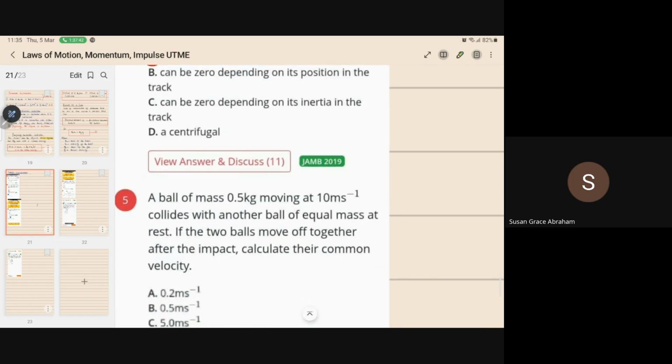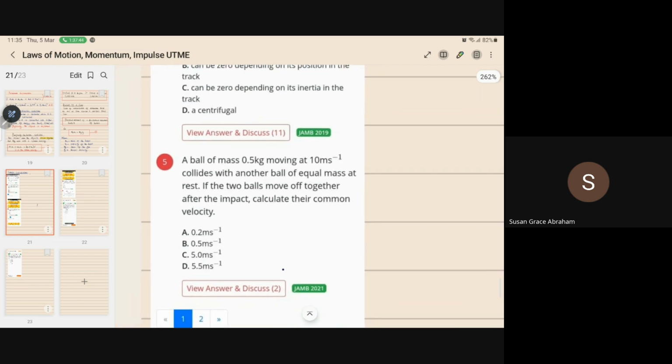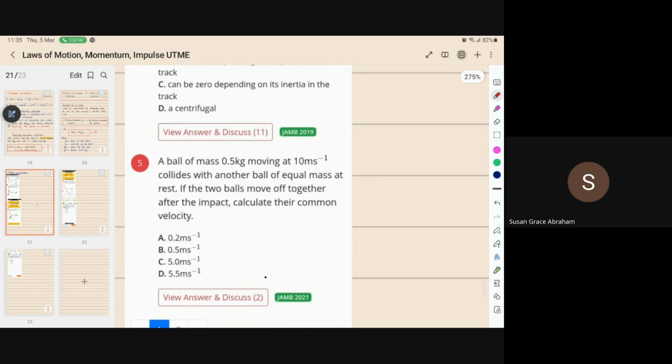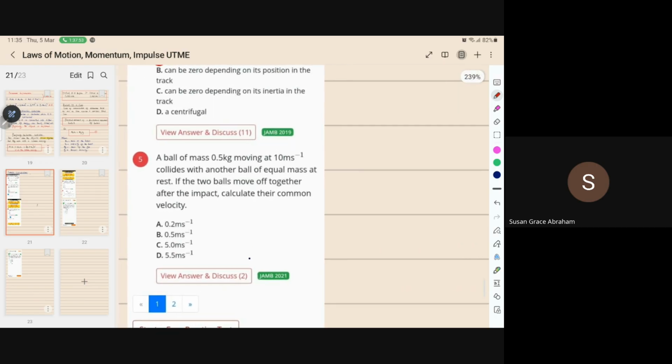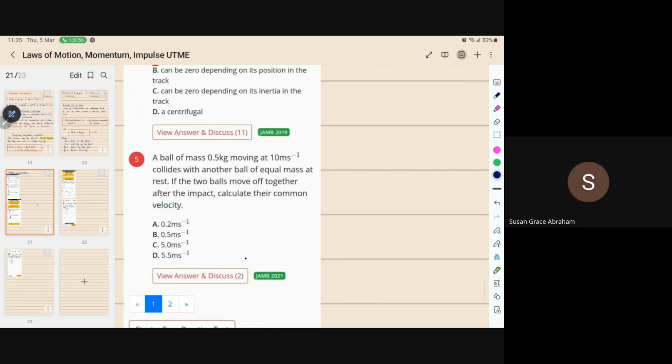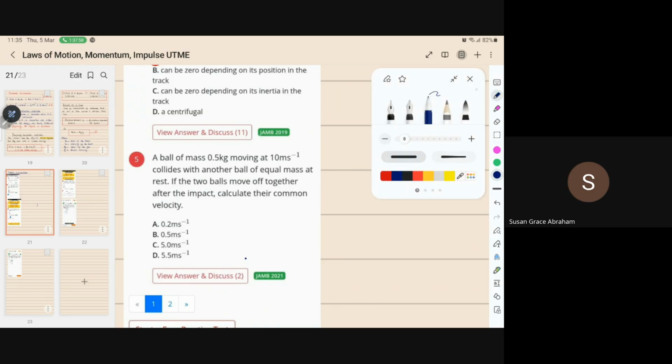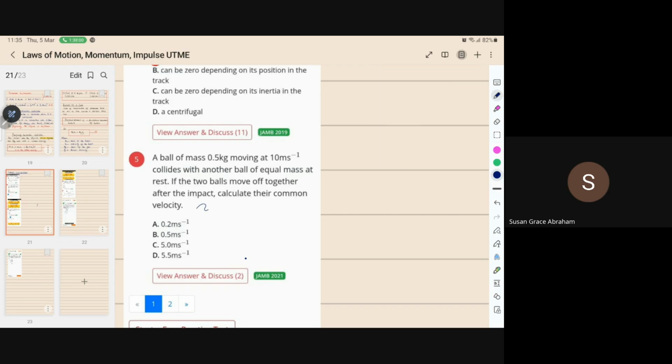Now, the next question here, as you can see on the screen, says that a mass 0.5 moving at 10 meters per second. So they're giving us key details about this object. What are the details that we have about that ball? The first one, they gave us M1. So M1 is equal to 0.5. Moving at 10 meters per second, U1 is equal to 10. Collides with another ball of equal mass. That also means that M2 is 0.5.